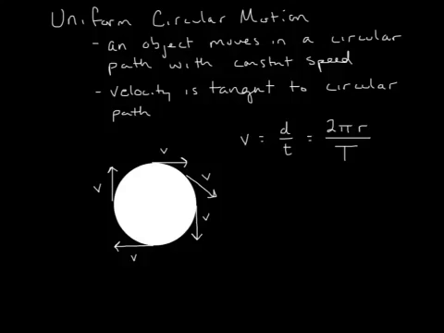Alright, so as we said earlier, if the velocity is constantly changing direction, then our object is accelerating. Anytime we turn, we are changing the direction. And the direction of the acceleration, if we're in uniform circular motion, is always exactly towards the center of the circle.